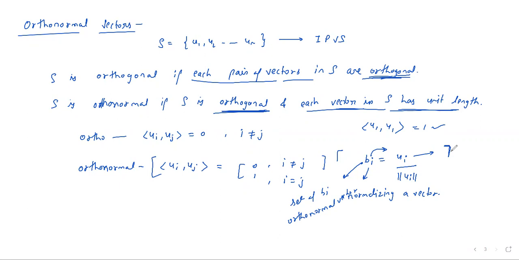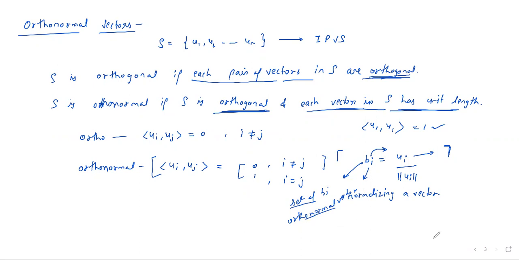So to convert any vector to unit length, we have to divide the vector by its norm. Let's say I have taken each and every vector ui and divided it by its norm, then the resultant vectors would be my set of orthonormal vectors. So this is the difference between orthogonal and orthonormal. Hope you will get it.